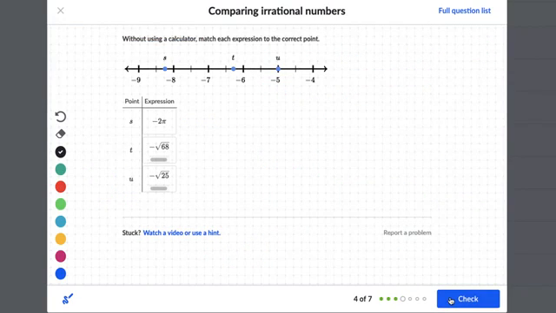Let's do one last problem. If you notice, the problems are getting more and more difficult, and none of them say that you can use a calculator. So they're really testing to see that you understand this. Without using a calculator, for this one, match each expression to the correct point. Go ahead and pause your video and see if you can try it on your own.